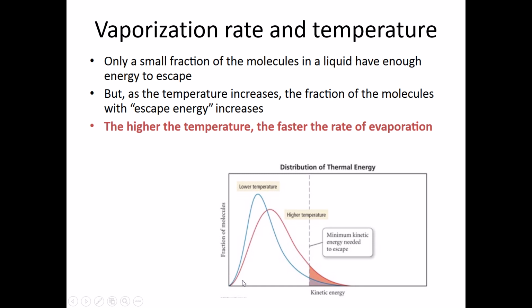We still have some molecules with very little kinetic energy. We have more with a higher amount of kinetic energy, and then we have a small amount with the highest amount of kinetic energy. But again, our dotted line isn't moved, and we're looking at the shaded region to indicate the molecules that have sufficient energy to escape their neighbors and vaporize. And if we increase this temperature again, we would see an even further shift to the right, and even more molecules would be able to vaporize.